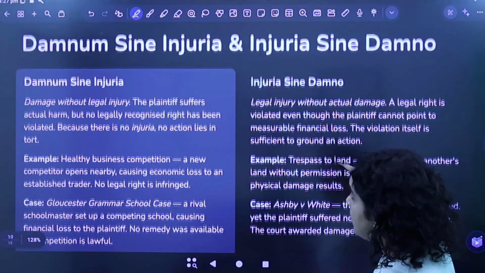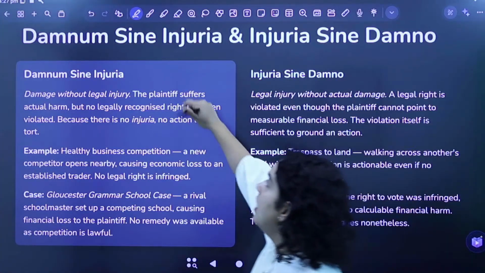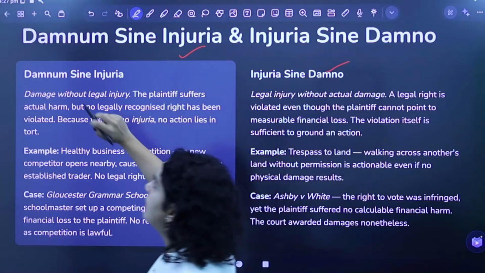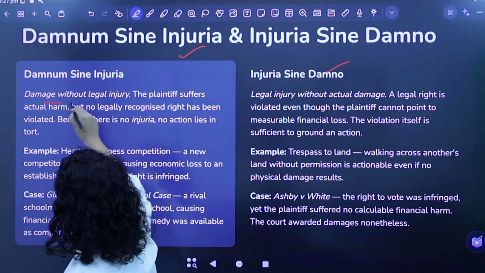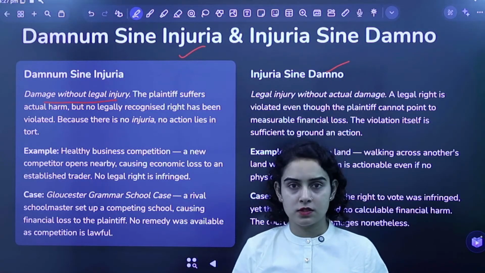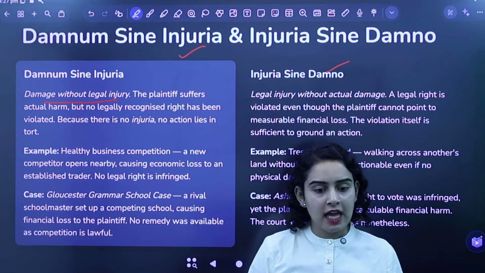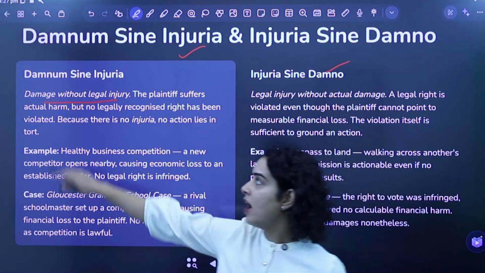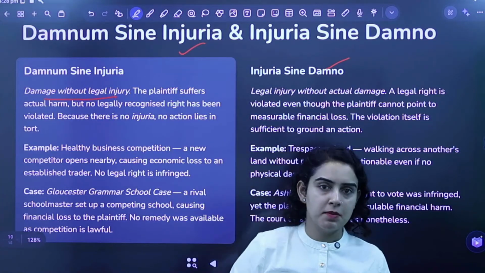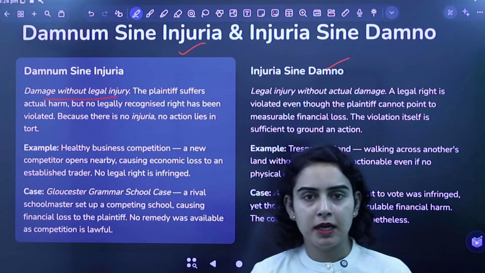Okay. The next two very, very important maxims are damnum sine injuria and injuria sine damno. Now, what does it mean? Damnum sine injuria means damage without legal injury. Damage means नुकसान, any sort of loss. Legal injury means violation of any rights. So there can be a lot of such situations where you might suffer some loss or might suffer some harm, but not necessarily any legal right might be taken away from you.